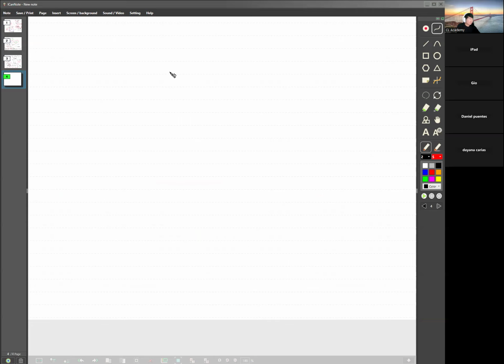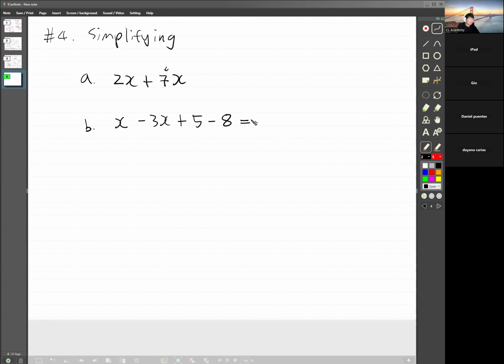Let's do the last problem. Number 4, simplifying. Again, simplifying, you're not solving it. You're not finding x. You just need to add or subtract. Let's try this one. That's a 7, by the way. Correct.